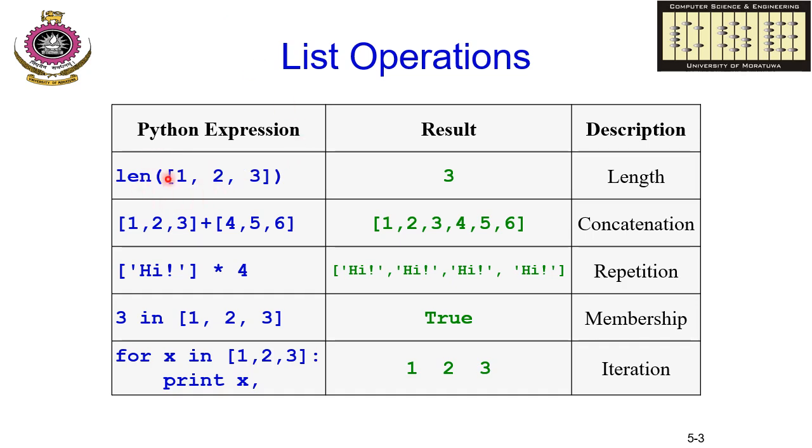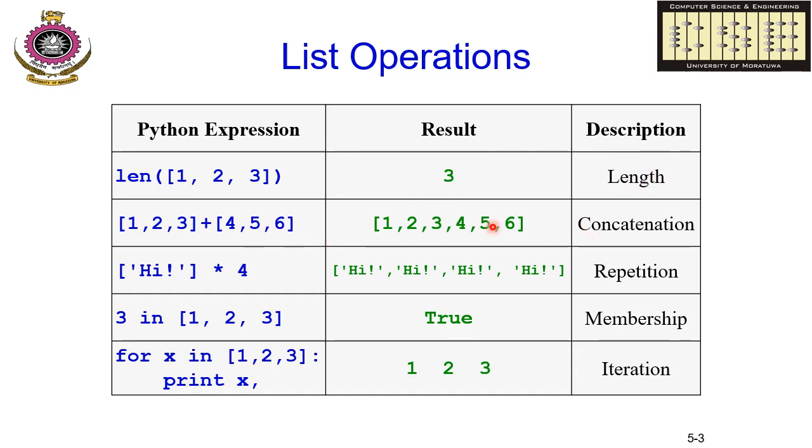Okay, so we look at some of the operations possible on lists in Python. First, we look at the len function or len operation, which returns the length of the list. That means the number of items in the list. So here in this example, there are 3 items, and when you call the len function on the list, it will result in 3. So this is getting the length of the list.